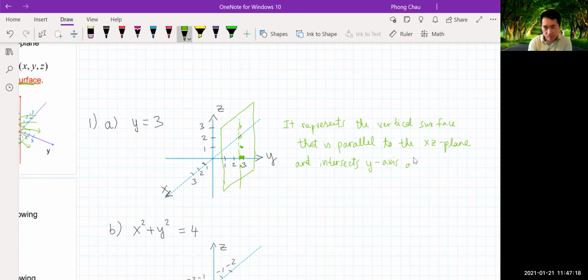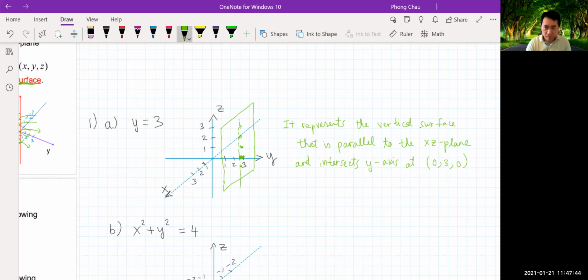You want to be precise about the point on the y-axis. This point here, what's the x coordinate? The x coordinate is 0. The y coordinate is 3. What's the z coordinate? The z coordinate is also 0. It's on the y-axis. So that's what it represents.